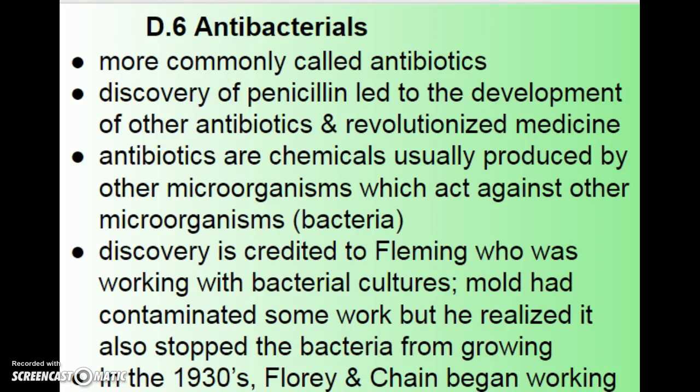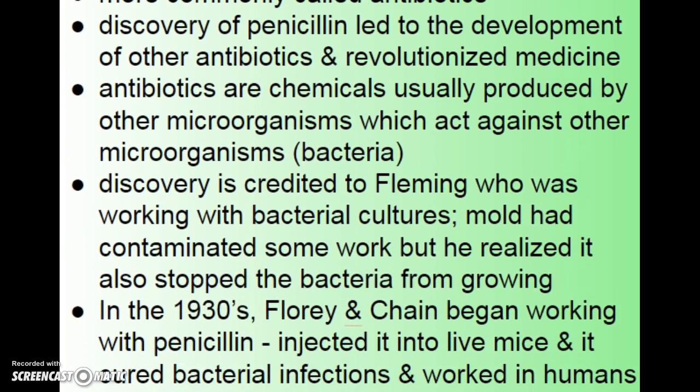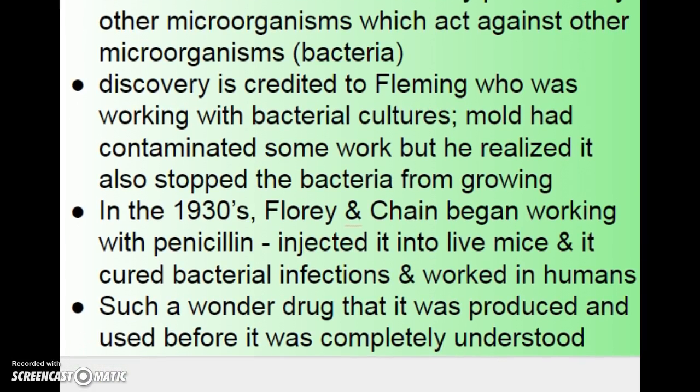So antibiotics are chemicals usually produced by other microorganisms that fight against the microorganism of bacteria. And so in the 1930s, Florey and Chain began working with penicillin, and they injected it into live mice and saw it could cure bacterial infections, and that worked in humans. And it was such a wonder drug that they didn't really understand how it was working chemically, but they went ahead and produced and used it because there was such a need for it.